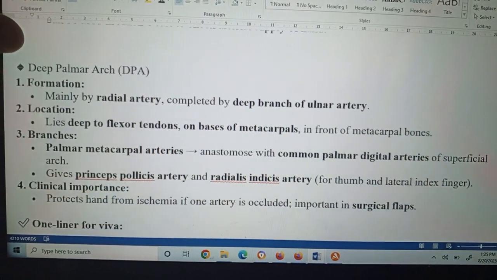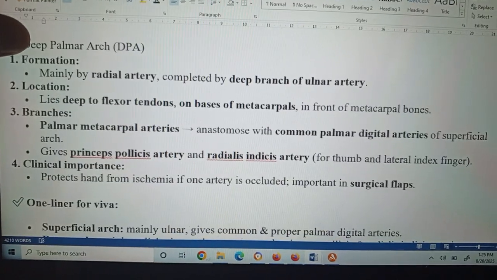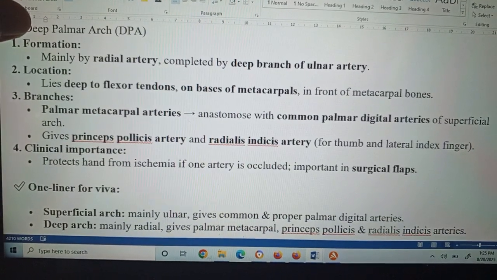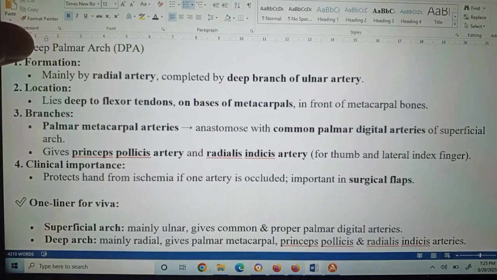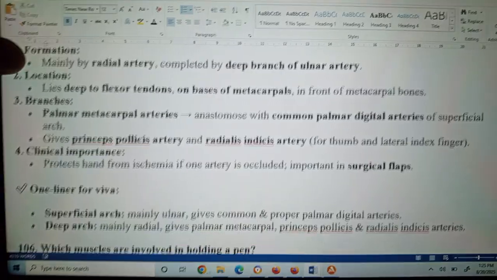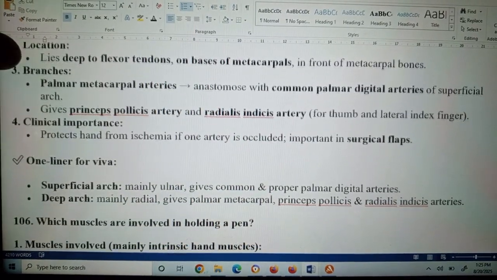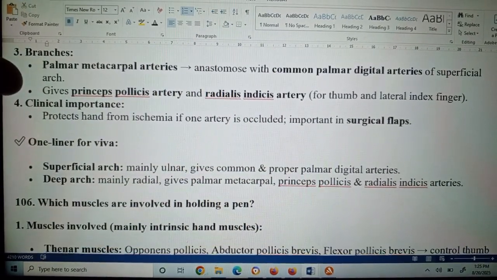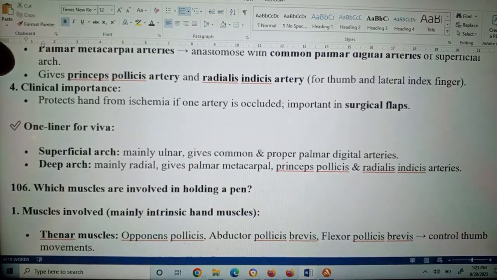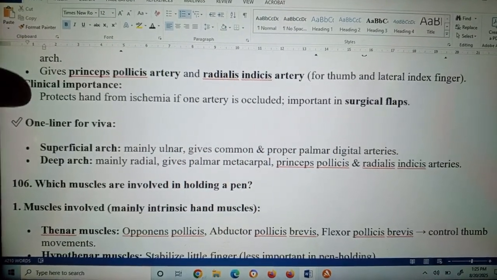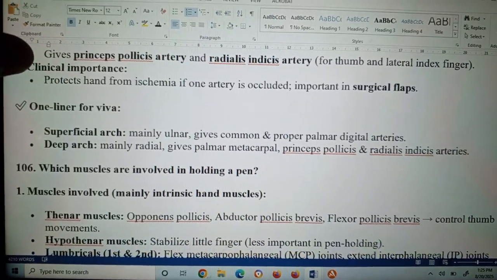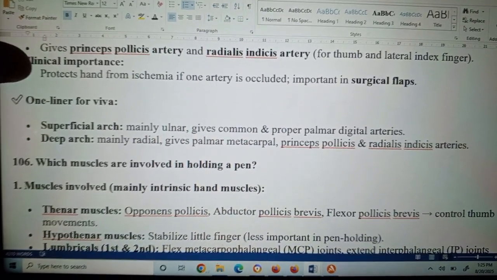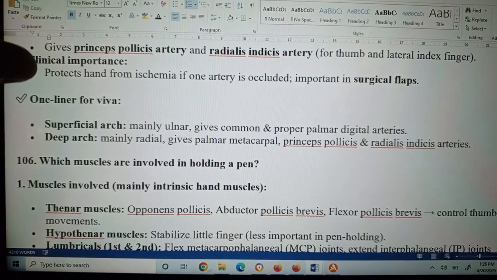What is the deep palmar arch? The deep palmar arch is formed mainly by the radial artery, completed by the deep branch of the ulnar artery. It lies deep to the flexor tendons, on the base of the metacarpals, in front of the metacarpal bones. Its branches are palmar metacarpal arteries, anastomosed with the common palmar digital arteries of the superficial arch. It gives the princeps pollicis artery and radialis indicis artery for the thumb and lateral index finger. Clinical importance is that it protects the hand from ischemia if one artery is occluded. Importance in surgical flaps.